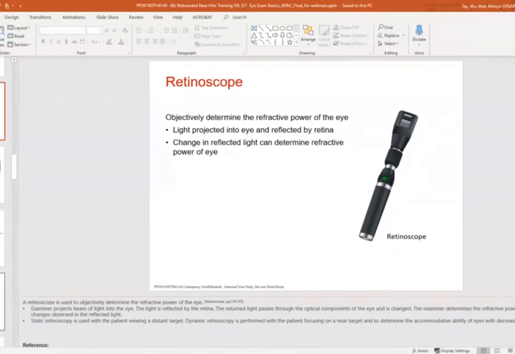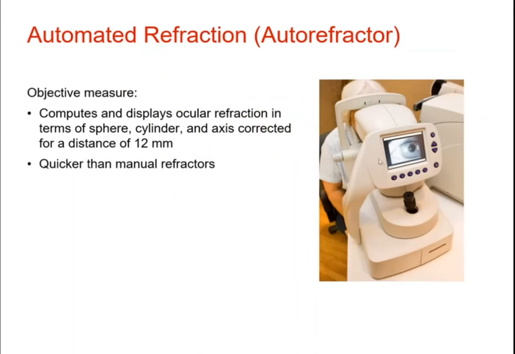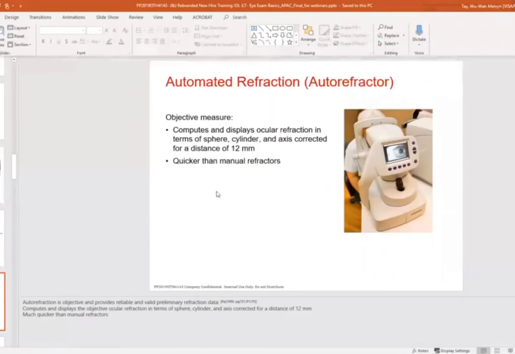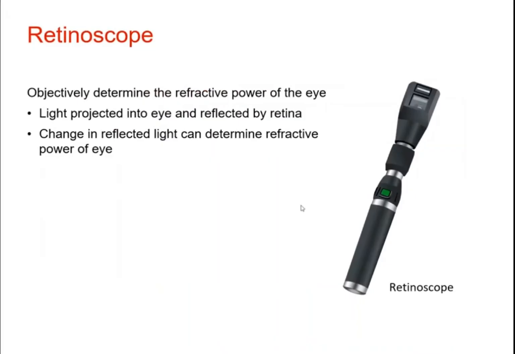I don't have a picture of an autorefractor here. The autorefractor is a very easy to use instrument. You just get the patient to look into the instrument, and then they click on the button, and then it measures the refractive error. It's much quicker than retinoscopy. But the retinoscope is useful for some patients that are unable to cooperate to look into the instruments, or they are not able to sit up, and then a retinoscope could provide some form of objective refraction.